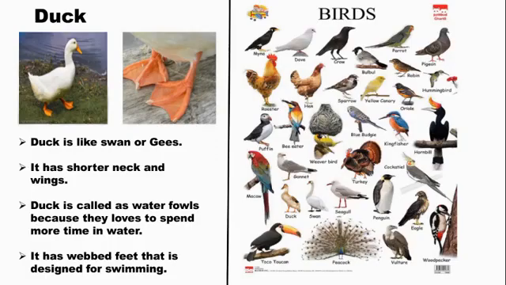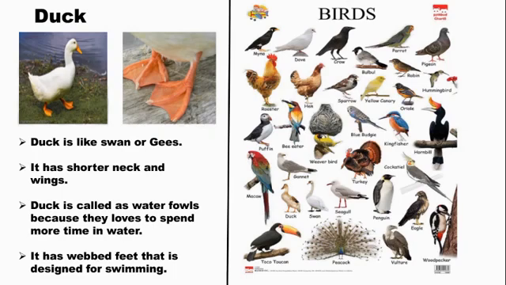So next, move on to the bird duck. Why am I telling about the duck? It has special features. What is that? Duck is like a swan or geese. You have heard about swan or geese, no? So duck is also like swan or geese, and it has a shorter neck and wings. See, in the crane picture we have seen a long neck, but this duck has a shorter neck and wings.